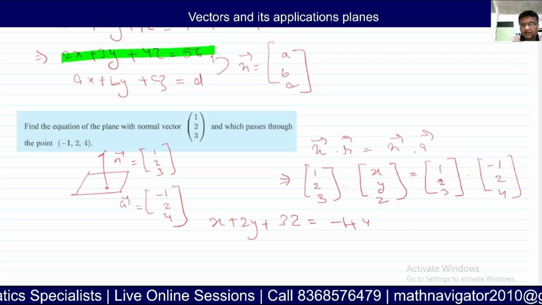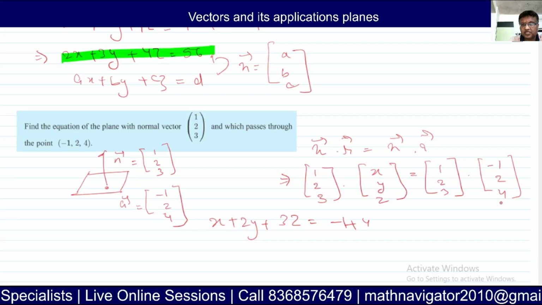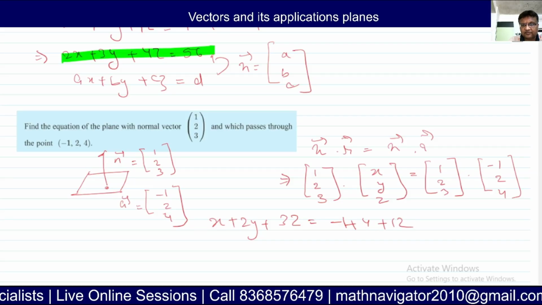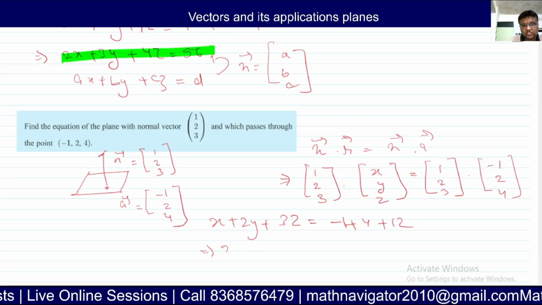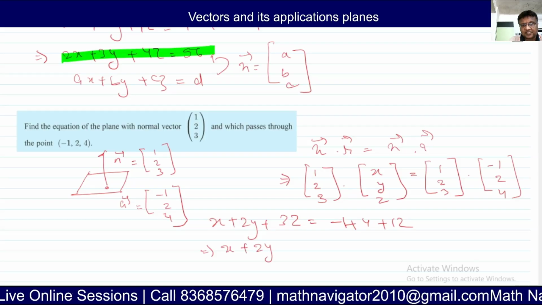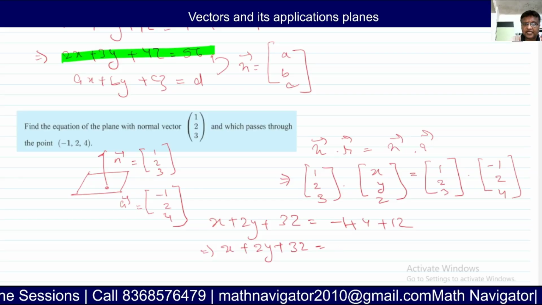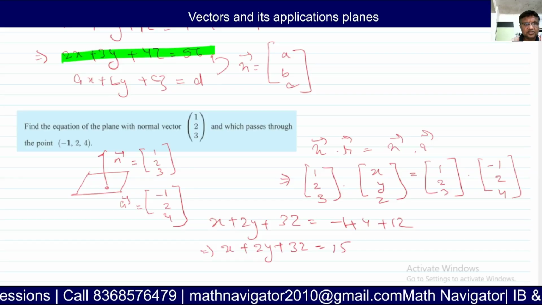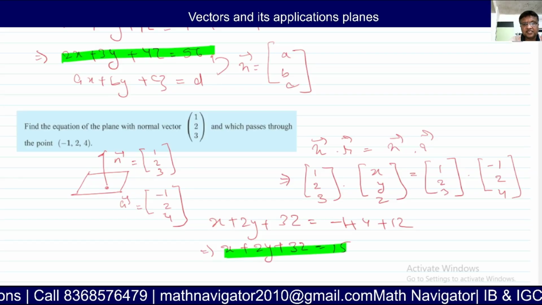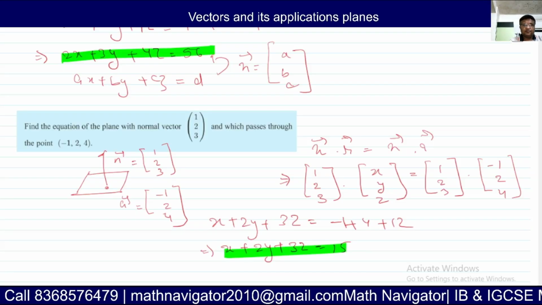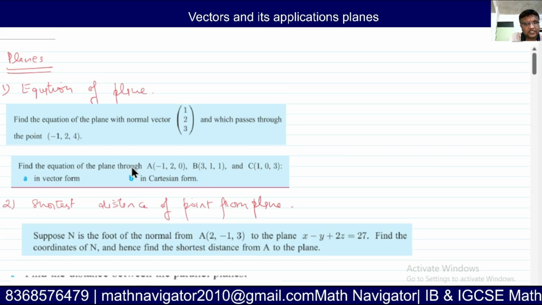plus 4, 2 times 2, 3 times 4, 12 plus 12. This will give me x plus 2y plus 3z is equal to 16 minus 1, 15. So this is the Cartesian equation of the plane. Let's come to another question.